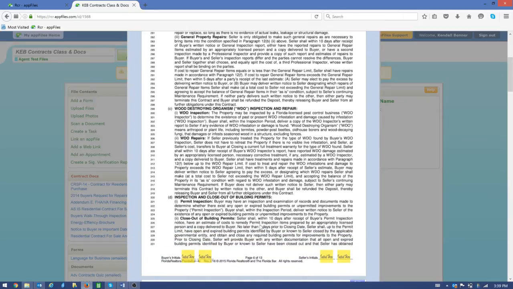So then under C, here's where we have your WDO inspection. That's your wood destroying organisms and/or termites. Again, it has to be by a Florida licensed pest control business. Again, how is this different than the as-is? Under the as-is contract, the buyers don't have to use licensed contractors.